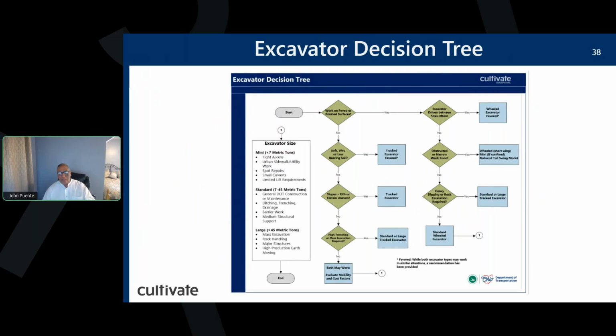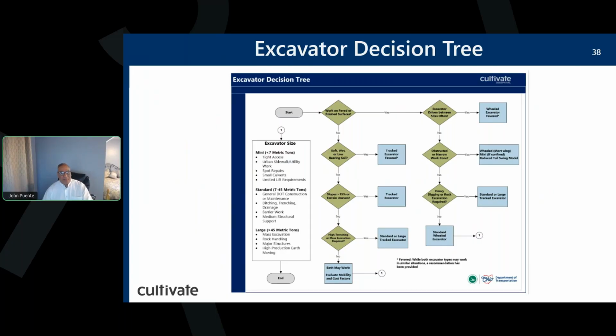The decision tree itself evaluates site conditions, mobility requirements, work zone constraints, soil conditions, and then the excavation use. And it guides you through a recommendation to the appropriate excavator type and size class, which you can see in that box on the left-hand side. So basically what it does is it formalizes the decision-making process by walking the user through all the considerations pointed out by the peer states in their own decision-making.